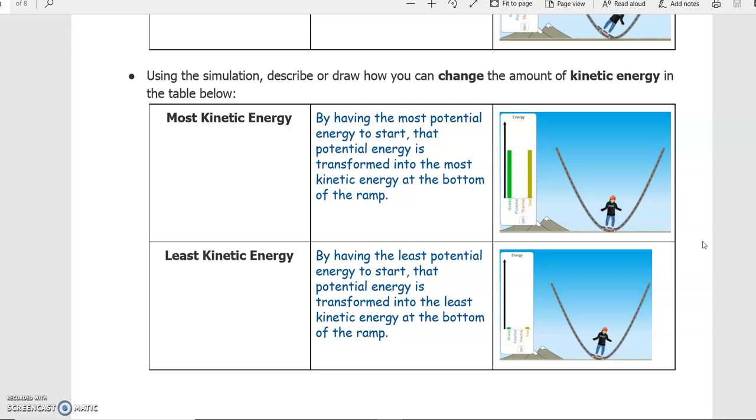Similarly, we get the most kinetic energy by having the most potential energy to start. So if we start our skater with our high mass high up on the ramp, once he reaches the middle of the ramp, he will have the most possible kinetic energy. If we have a skater with low mass start low on the ramp, once he gets to the middle, he will have the least kinetic energy. And this would be because he had the least potential energy to start with.